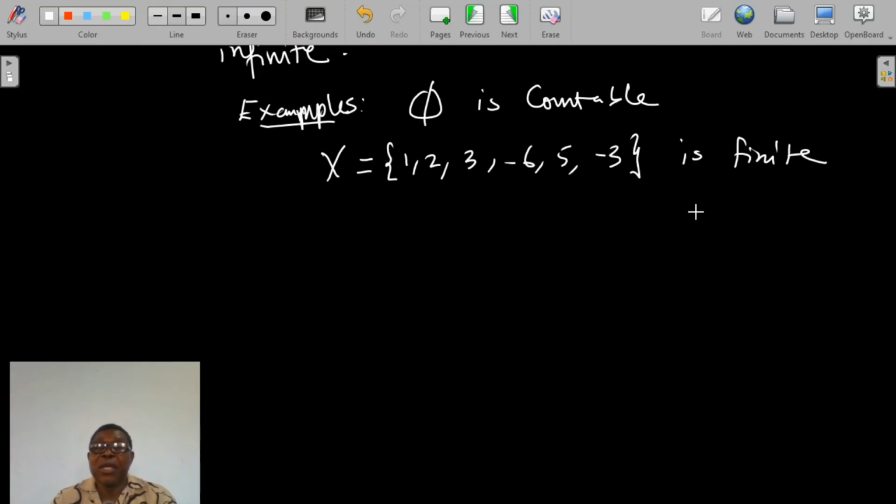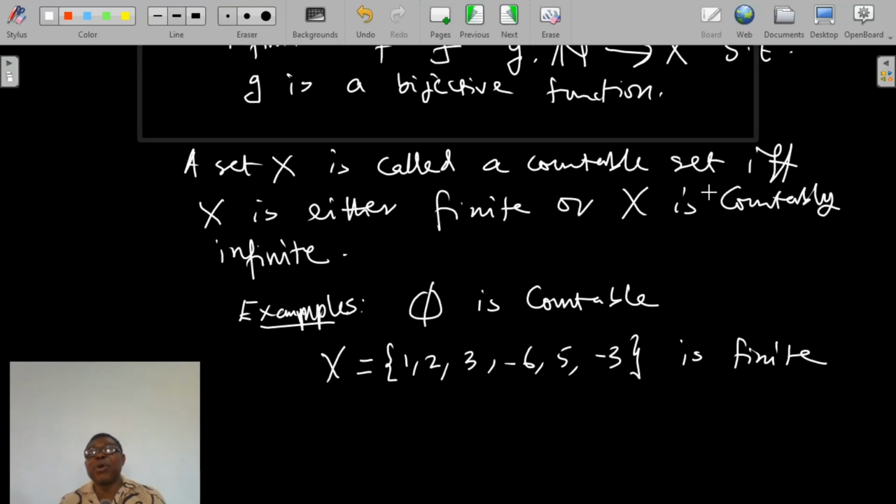I think in our next lecture, we shall see more things about countable sets. We'll go further to see that certain important subsets of R are countable. It's my hope that if you follow me in the next lecture, you will observe that the set of integers is countable. We shall also see that the set of rational numbers is also a countable set.